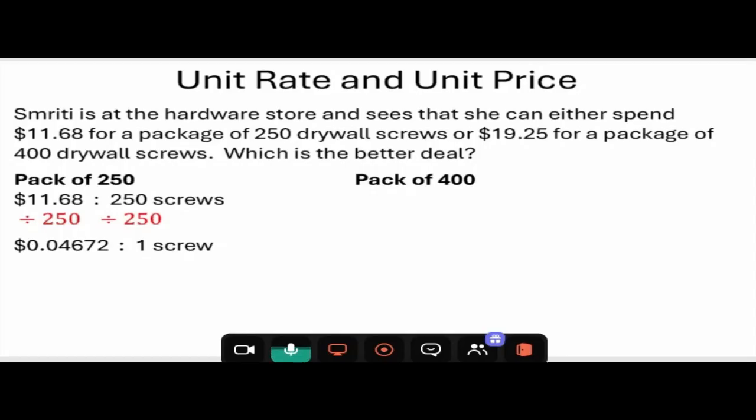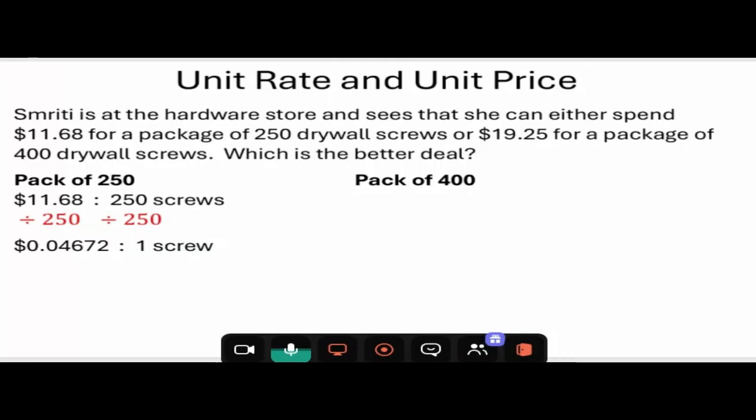So it looks like Smriti is paying, let's see, $0.04672. So that, in other words, is about 4.672 cents per screw in the 250 pack. And all right, so you try the second one. Same process. The $19.25 for 400. See what the unit price is for those ones.